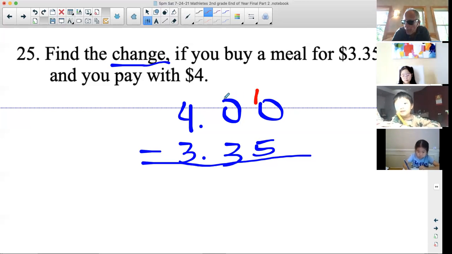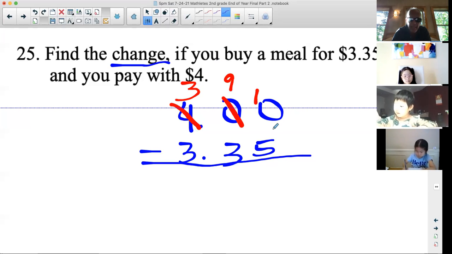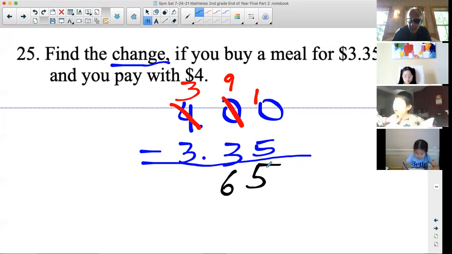Make it a 10. We borrow from the 0 and we make it a 9, as if the 0 were a 10. But since 0 is not a 10, we borrow from the next place value and make it a 3. Everybody on 3. 9 minus 3, 10 minus 5. On 3. 1, 2, 3, go. 65 cents remaining.